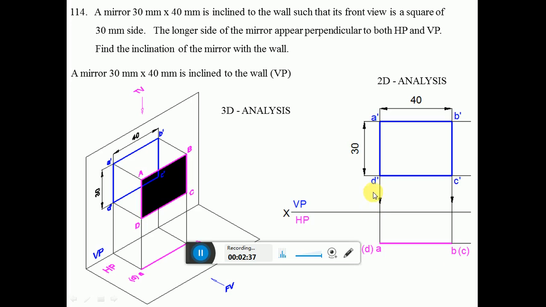And here we are assuming the distance with respect to VP and also with respect to HP: above HP by some distance, and in front of VP by some distance. This assumption can be made because he has not given whether the mirror is resting on HP or resting on VP. Since he has not given any condition, we can assume any distance above HP and in front of VP.